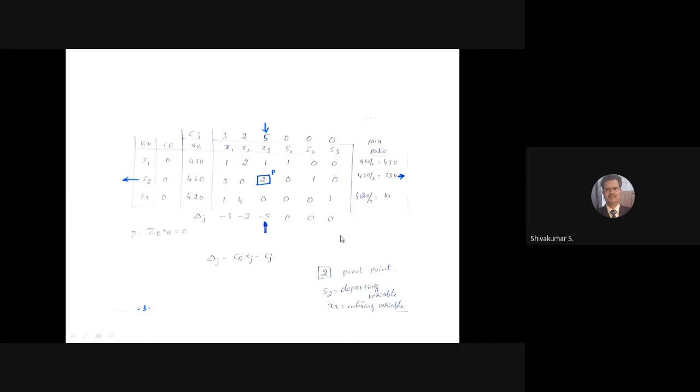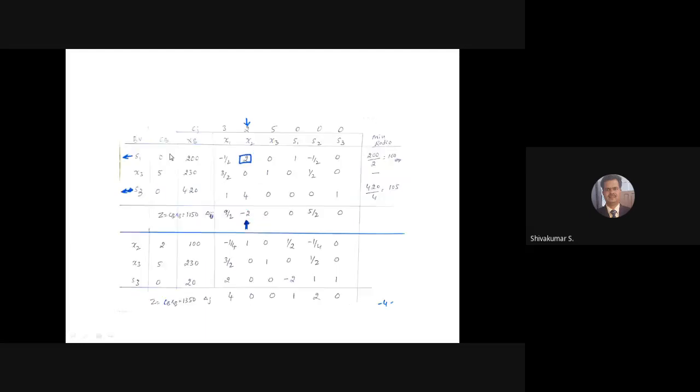You choose the highest negative value. Then you make that the entering variable here. For this column, you find the minimum ratio. So 430 by 1, 460 by 2, and 420 by 0 is infinity, so that is not taken. Among these two, you take the least value, 230. This becomes the departing variable. Next step: x3 is going to enter, x2 becomes the departing variable. So you're going to get this table.